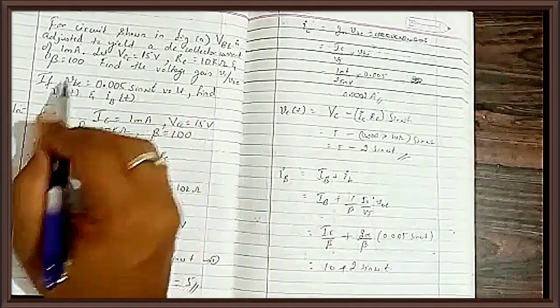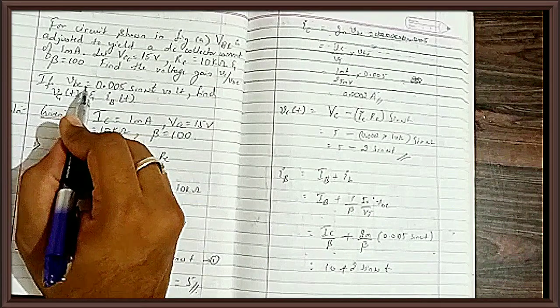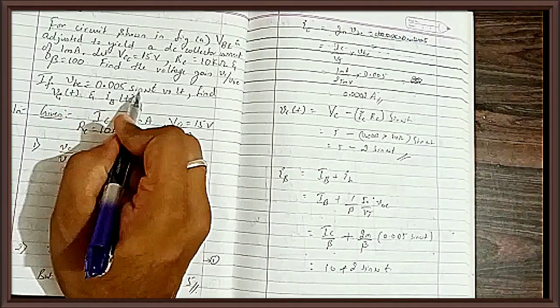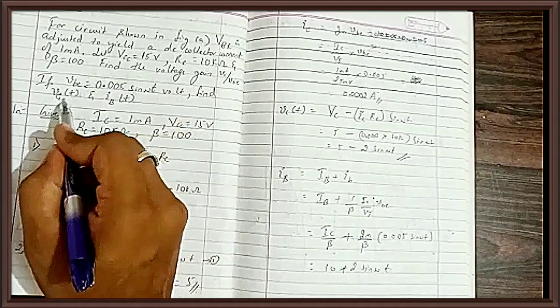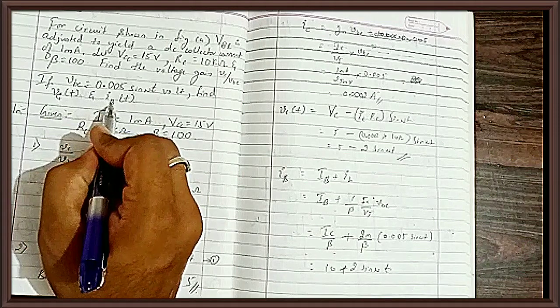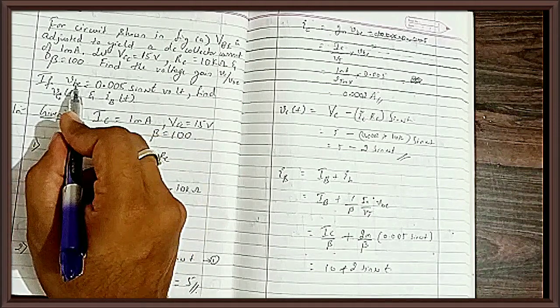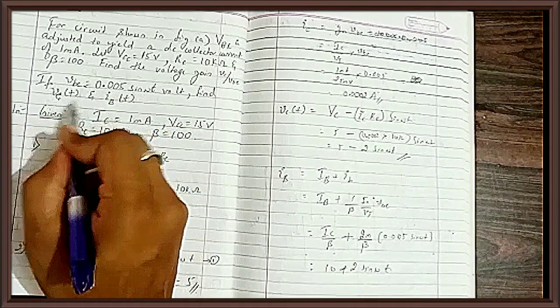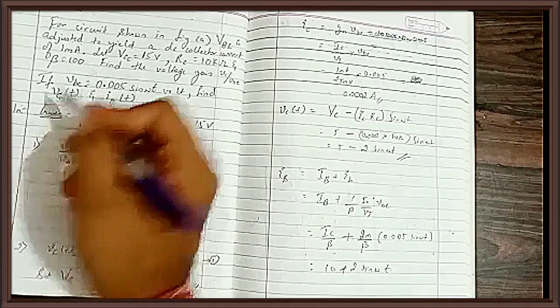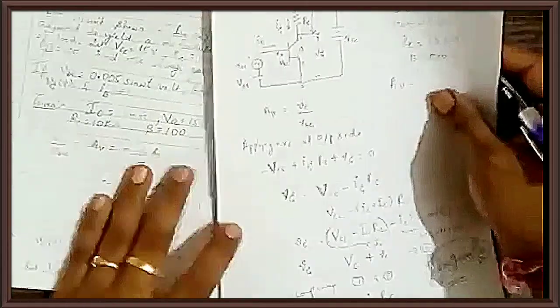Next, he is asking me to find, if small vb, the input AC signal applied, is 0.005 sine omega t, find vC of t, the instantaneous value of collector voltage, and the instantaneous value of the base current. Since the input signal is a function of sine wave, the output signal will be a function of sine wave, and the input current will also be a function of sine wave. So I'll try to understand what I'm supposed to find.